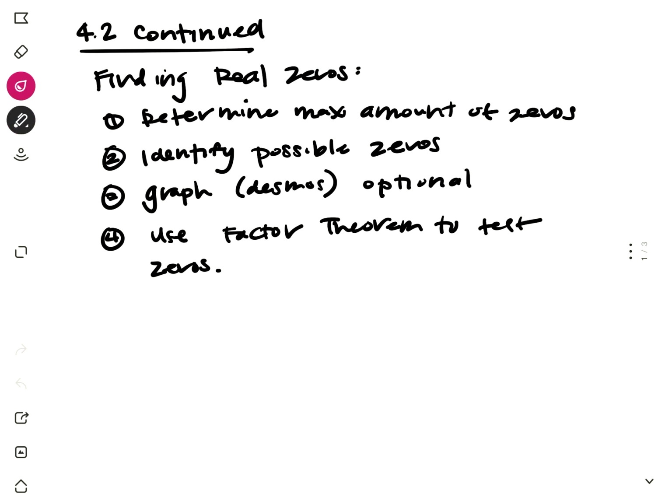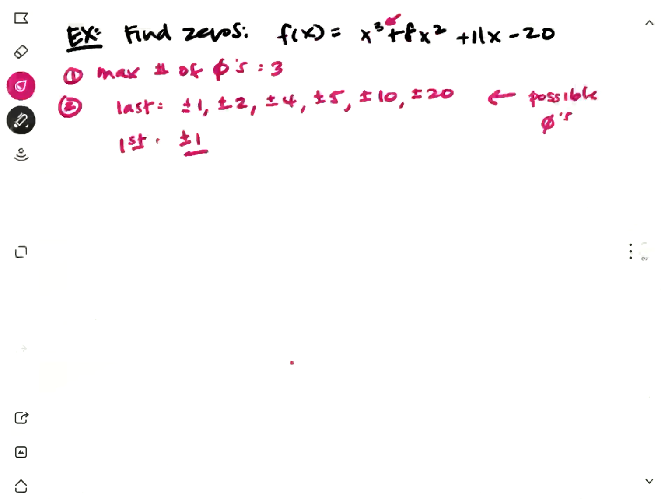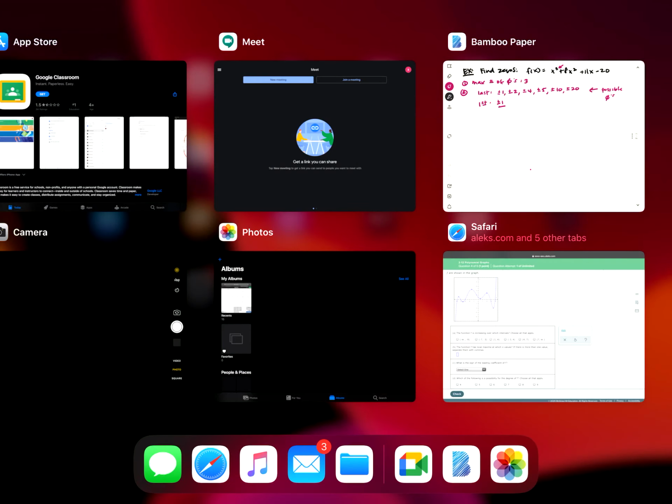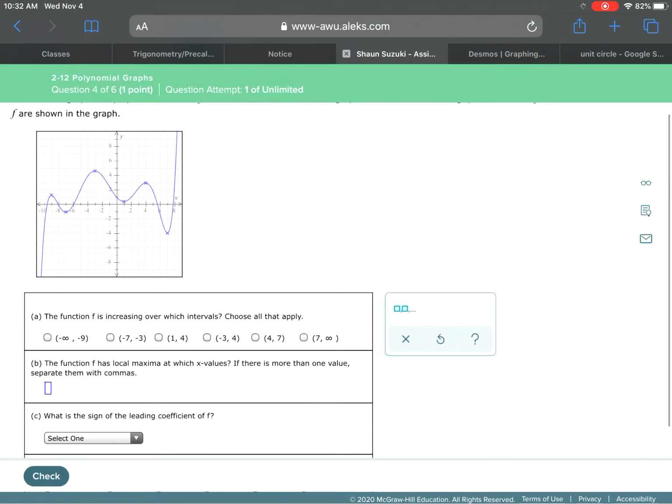Step 3, we can graph if you guys want to graph. So let me kind of write this down so I can type it into Desmos pretty nicely. X cubed plus 8x squared plus 11x minus 20. Okay, and they're telling you to do this because it's helpful and you're going to eventually have to do the work anyway, but let's take a look at what happens if we plug it into Desmos.